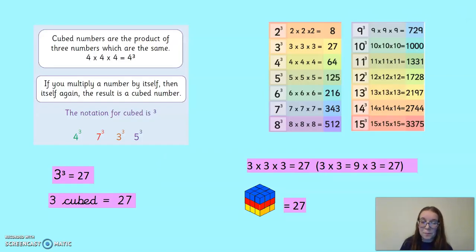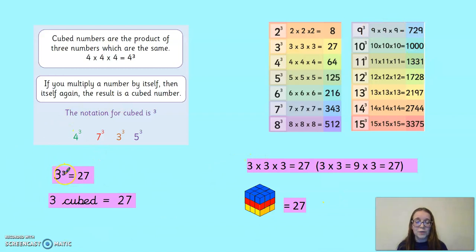Okay, welcome back to part 2, which is all about cubed numbers. Much like squared numbers, I've got different representations. Now, a cube number is a number that has been times by itself 3 times. So the example here is 4 times 4 times 4 equals 4 cubed. I've got all of the cube numbers from 2 to 15 here for you to have a look at as well. And I've got my 3 example here.